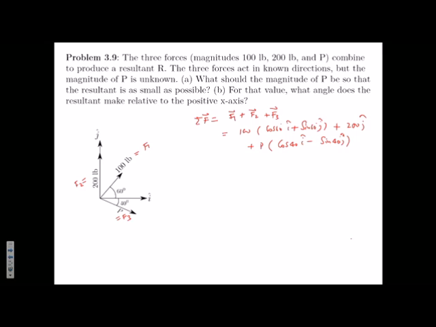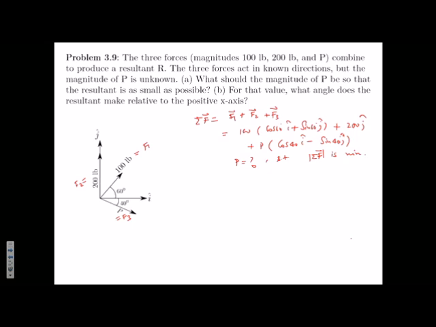Then the question is, what should the magnitude of P be? What should P be such that the norm of sigma F is minimum? That's the question. So what should that P be so that the resultant is as small as possible? So what do you think? Can you answer that question? How do we answer that question? What should P be? 0? So P should be 0?